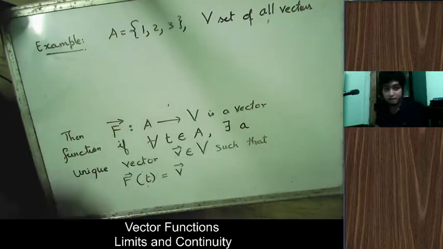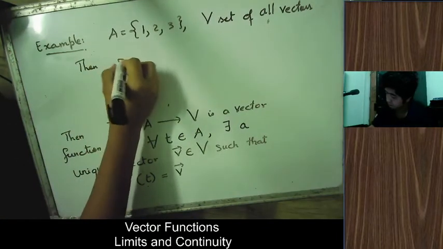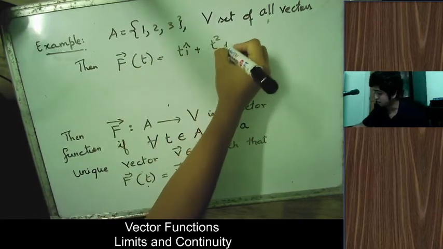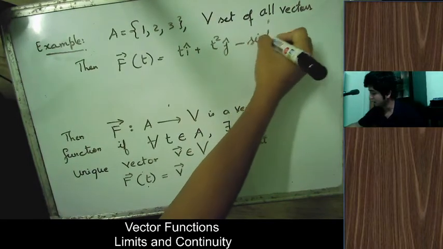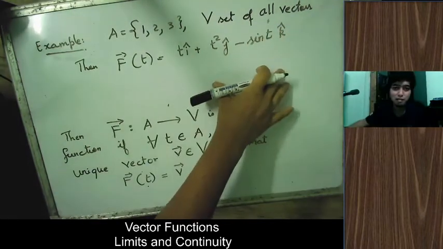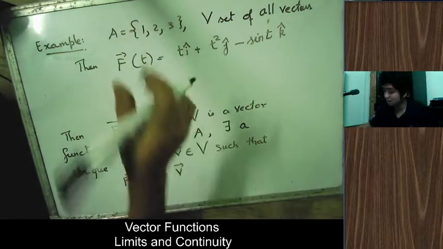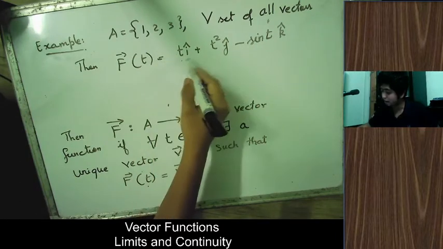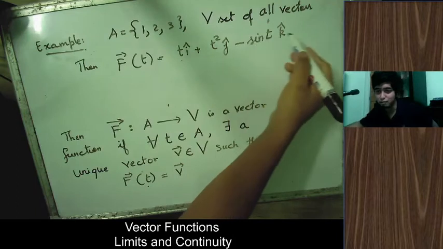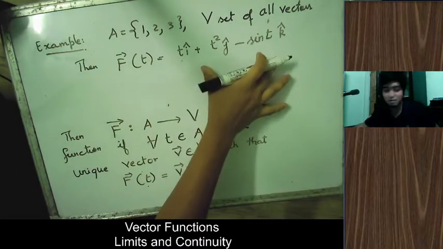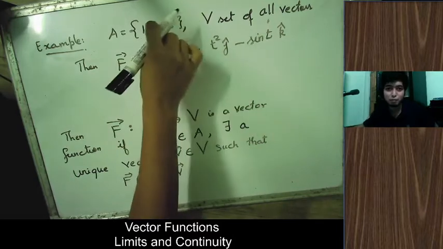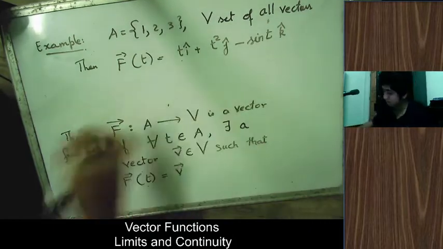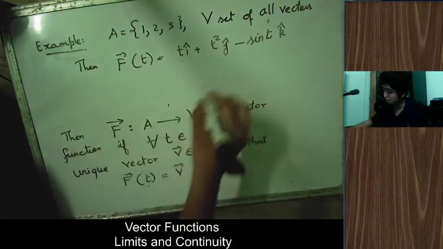Then I will define f bar of t equal to ti plus t squared j minus sine t k. Then this one will be a vector function on the set A, because as you can see, if you put t equal to 1 over here, you get the vector 1i plus 1j minus sine of 1 k. If you put t equal to 2, similarly you will have a unique vector. And if you put t equal to 3, you will again have a unique vector. So this one is a vector function.